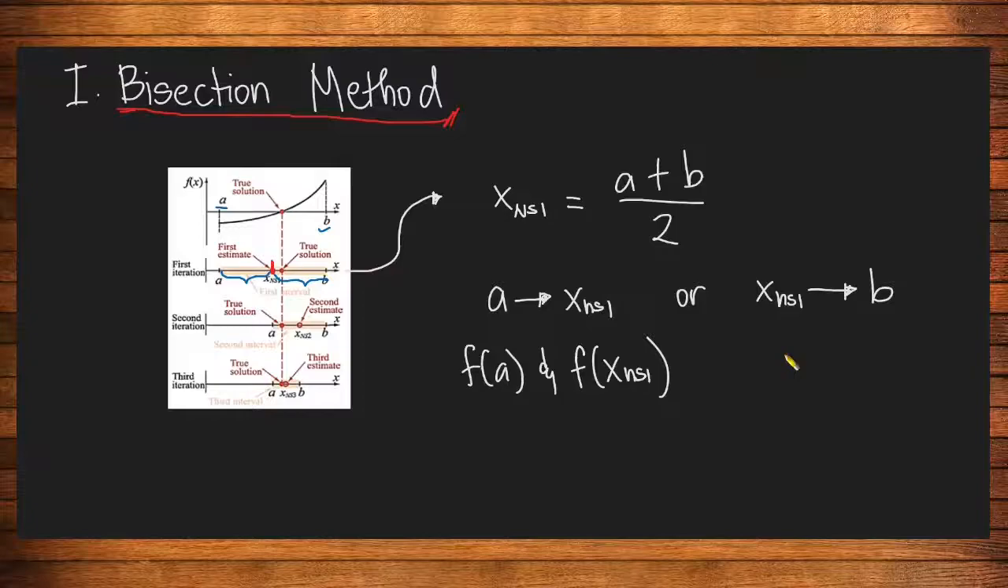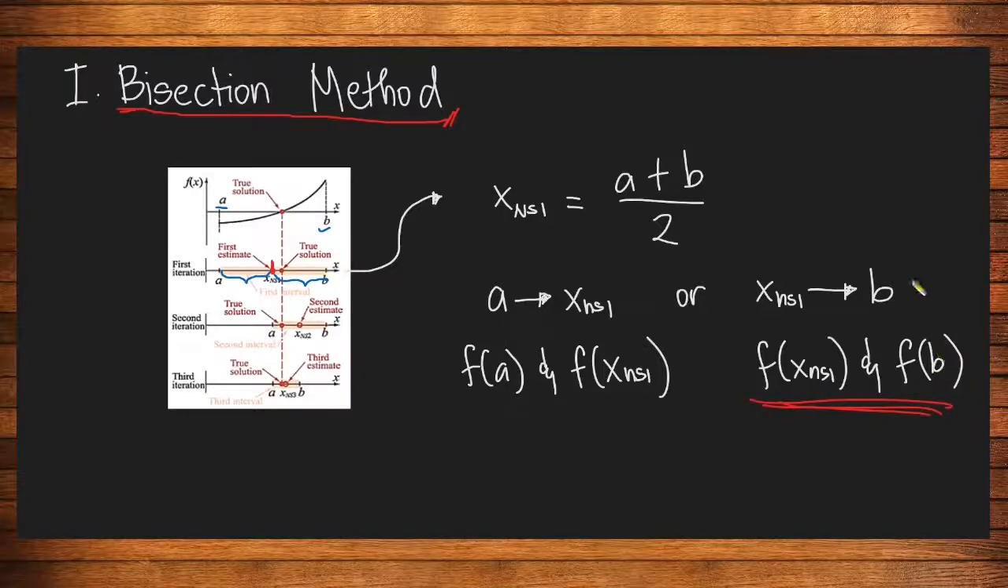Similarly, we will check the sign of the value of f of x and s1 and f of b. And then again, if their signs are opposite, the true solution lies between this interval. So let's say that our true solution is in between x and s1 and b. For our next iteration, this is the interval we will use.